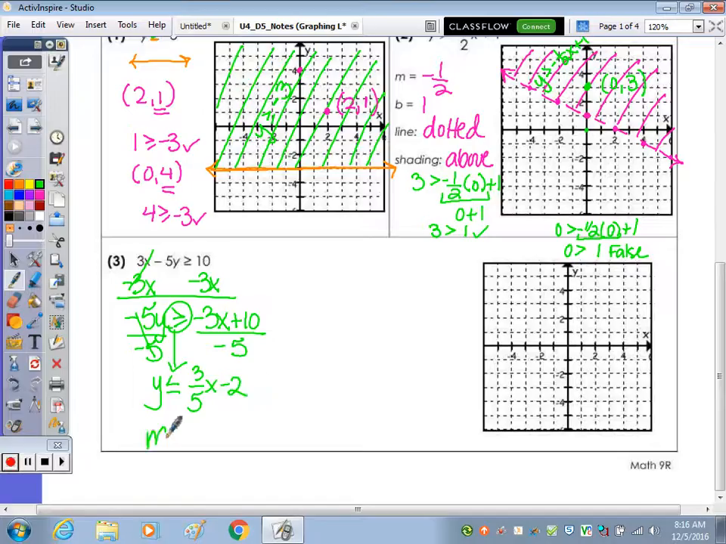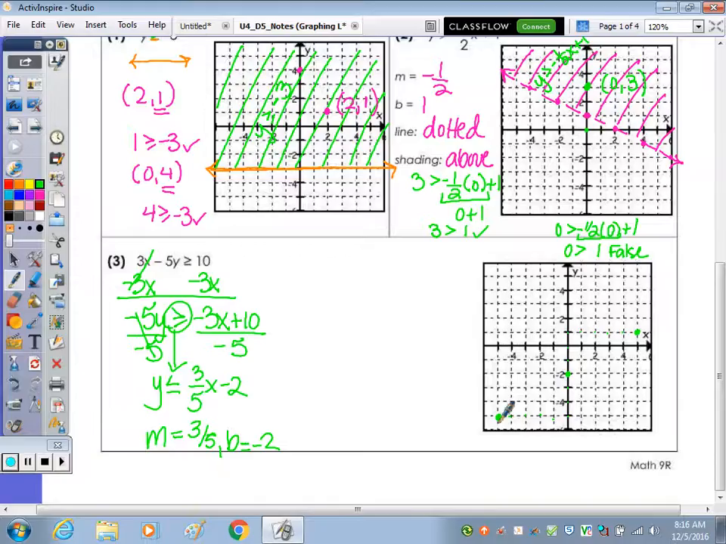So we have a slope of 3/5 and a y-intercept of negative 2. So at negative 2, I'm going to put a point. And I'm going to use the slope of up 3 over 5. So up 1, 2, 3 over 1, 2, 3, 4, 5. Down 1, 2, 3, left 1, 2, 3, 4, 5.